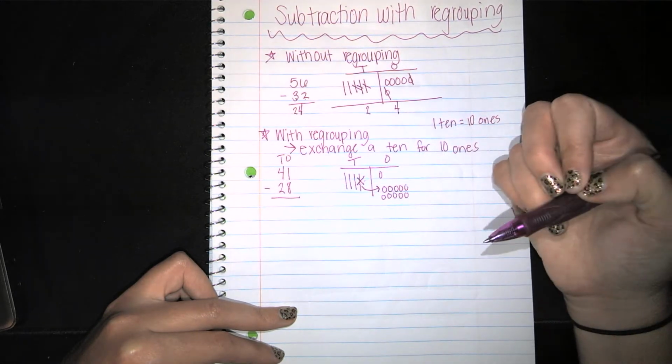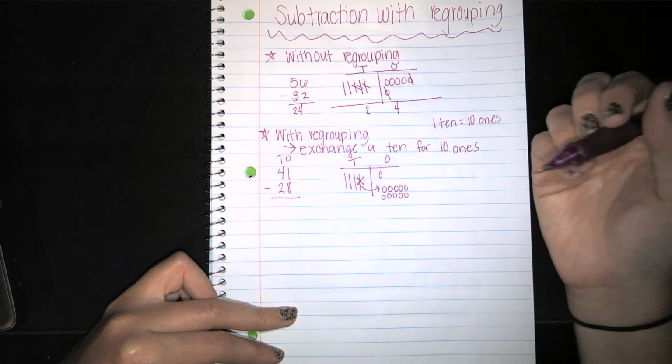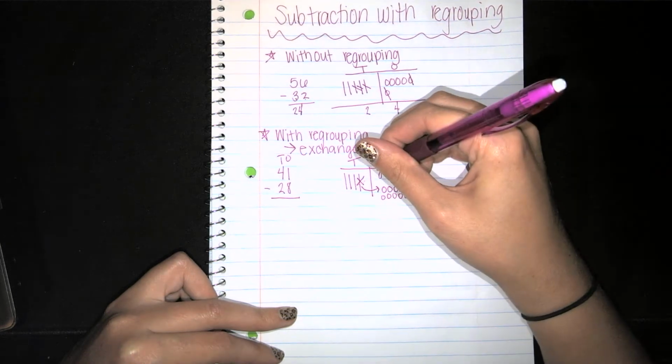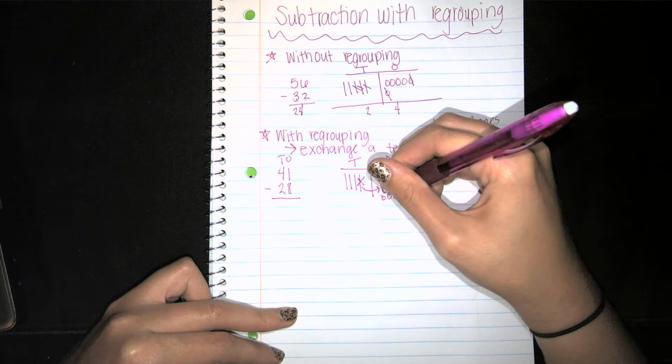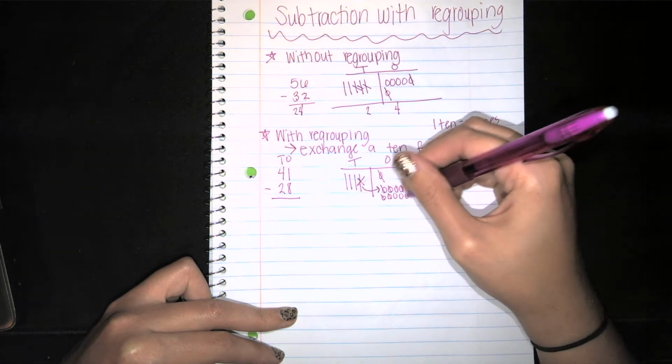And now I have enough to take away the 8 in 28. So I'm going to cross off 8. 1, 2, 3, 4, 5, 6, 7, 8. So I'm left with 3.